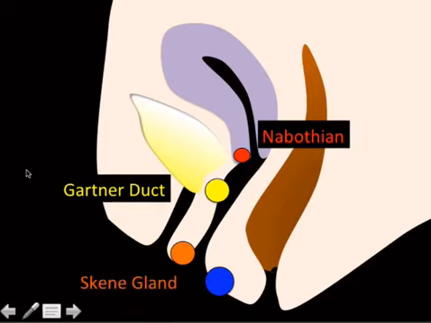There's the Skene gland, and then there's the Bartholin gland cyst. And the Bartholin gland cyst is near the butthole, and then the Skene gland is the other one. So that's how I remember that.